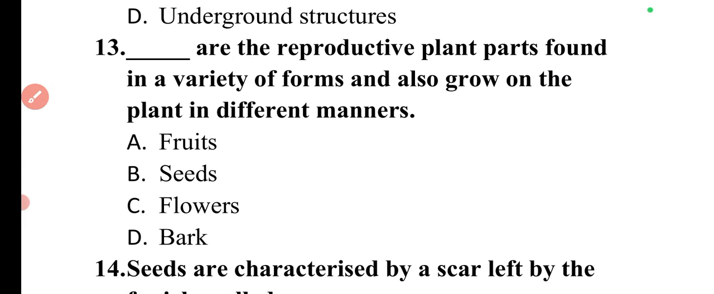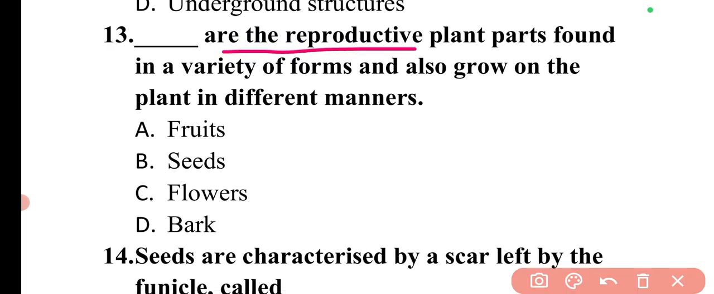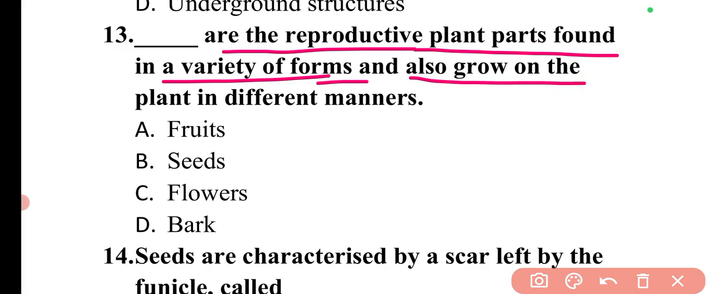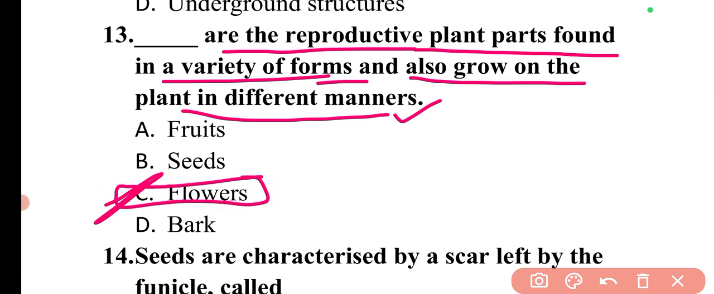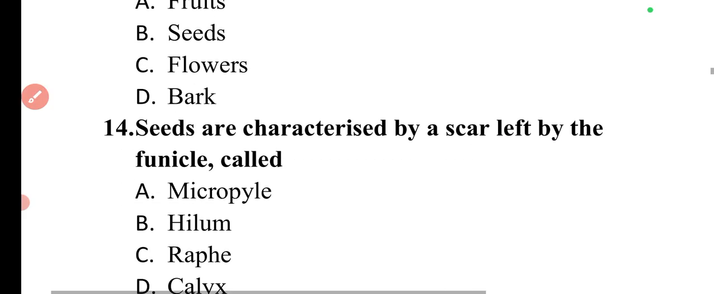Next question is, dash are the reproductive plant parts found in a variety of forms and also grow on the plant in different manners. So basically, these are the flowers. Flowers are the reproductive plant parts, and these are present in a variety of forms, and they grow on different plants in different manners. So here the option C will be the correct answer.